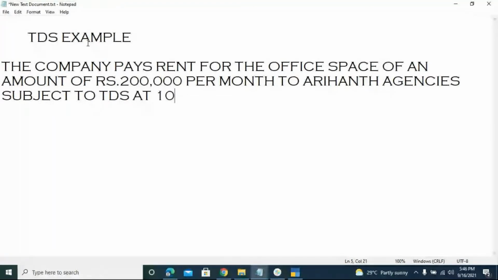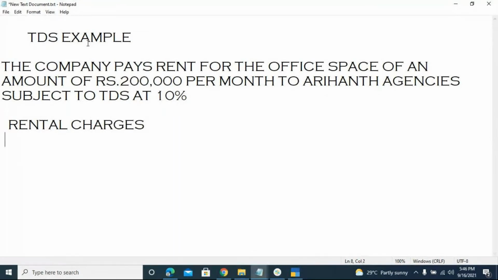So this entry, how would we pass in the Tally software? Company is paying rent every month 2 lakh. Now it is crossing more than 1,80,000, right? So it is subject to 10% TDS. So this entry, how can we record in Tally. Now here we have to create 3 ledgers. One is the expense ledger. So what is the expense involved here? It is rental charges.